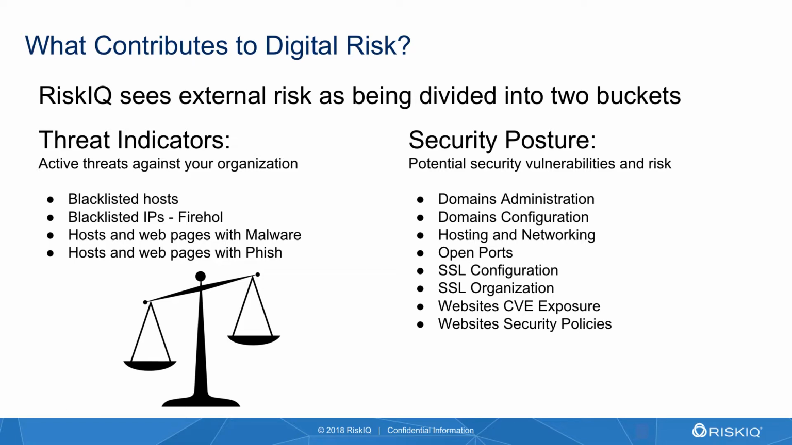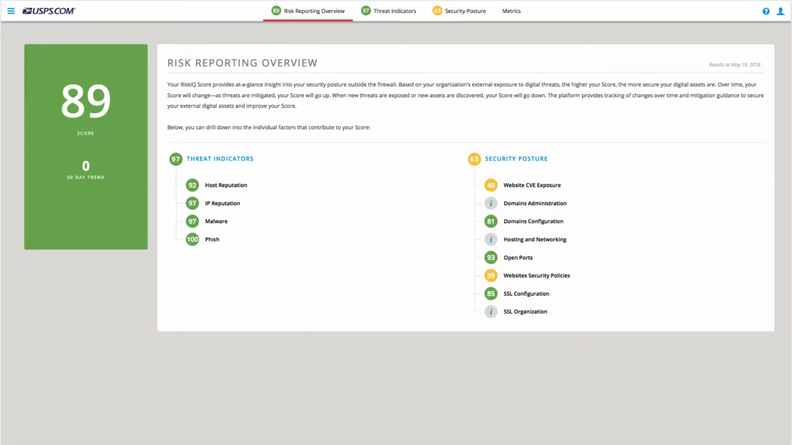And then we have the more generic security posture. These are security vulnerabilities and risks that exist across your entire footprint. So this could be open port information, domain configuration, hosting and networking details, website vulnerabilities, SSL configuration, and so on. And essentially what we do here is we build a risk score on top of your digital footprint, all of the inventory that we have available. Again, we break it down into threat indicators and security posture.